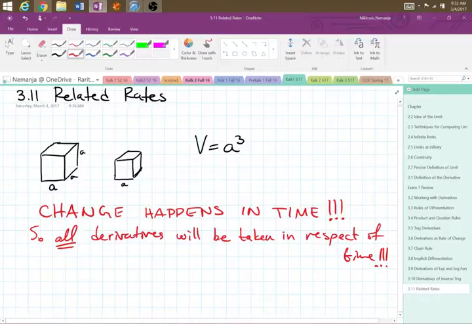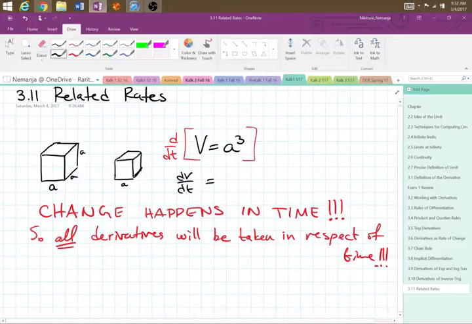So as you can see, the ice cube is getting smaller in size, but that happens in time. Therefore, since I am interested in the rate of change of volume, I will take the volume equation and differentiate it with respect to time. So what is the derivative of V with respect to t? And the answer is 1 times dV/dt. So just dV/dt.